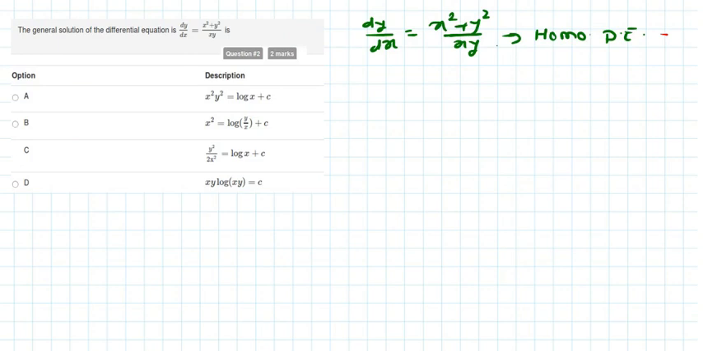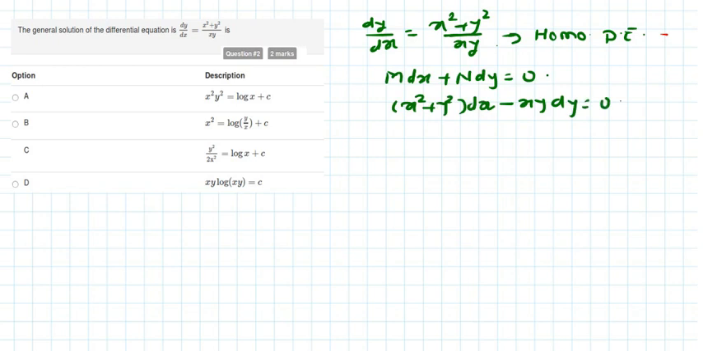We know the exactness of the differential equation. Firstly, we will check whether this differential equation is exact or non-exact. We will convert this to the standard form, M dx plus N dy equal to 0. So I will write this as (x square plus y square) dx minus x into y dy equal to 0. Here, this is the value of M and this is the value of N.